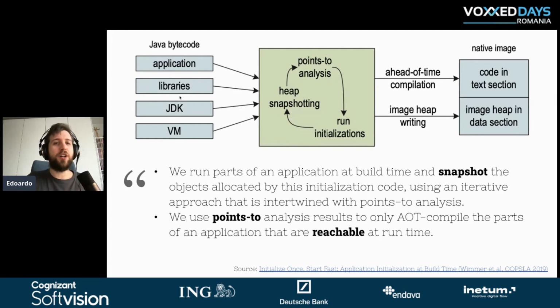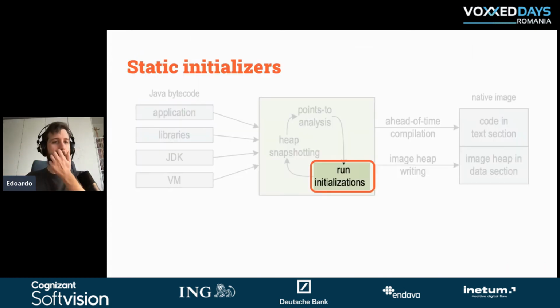The way this works is that this iterative process takes as its input your application code, but also libraries, JDK code, which is all Java code, and even part of the VM code, because as I said, a lot of the code for GraalVM itself is written in Java, so it can process all of this code together. Now let's see static initializers.